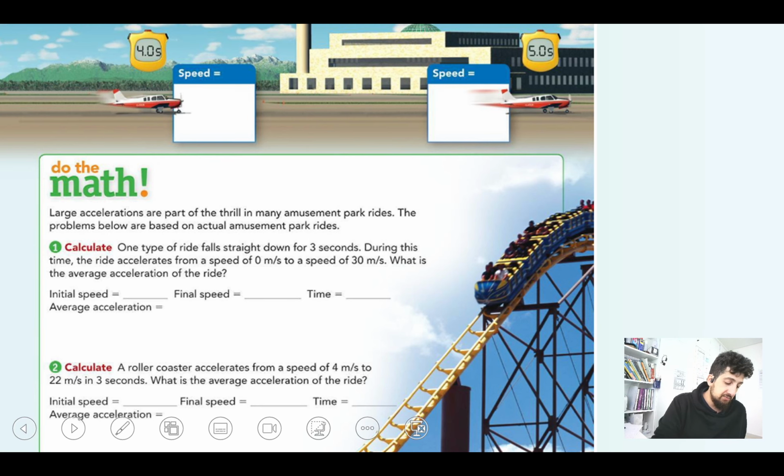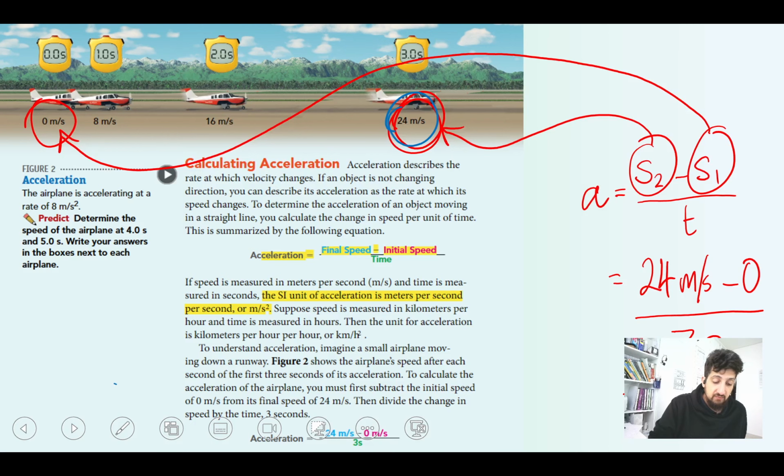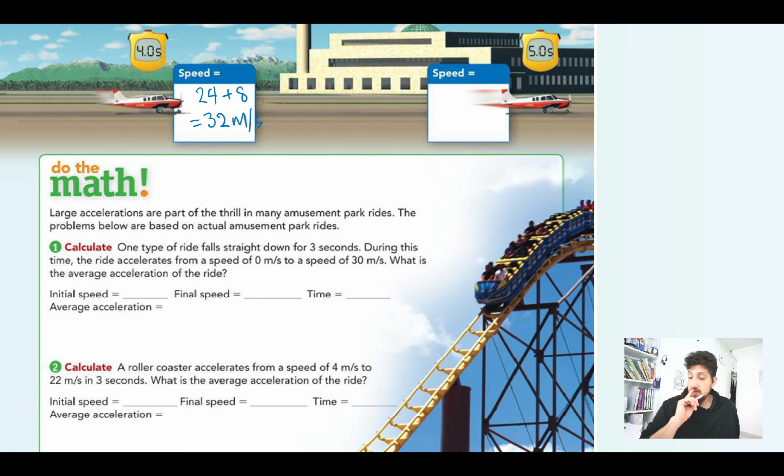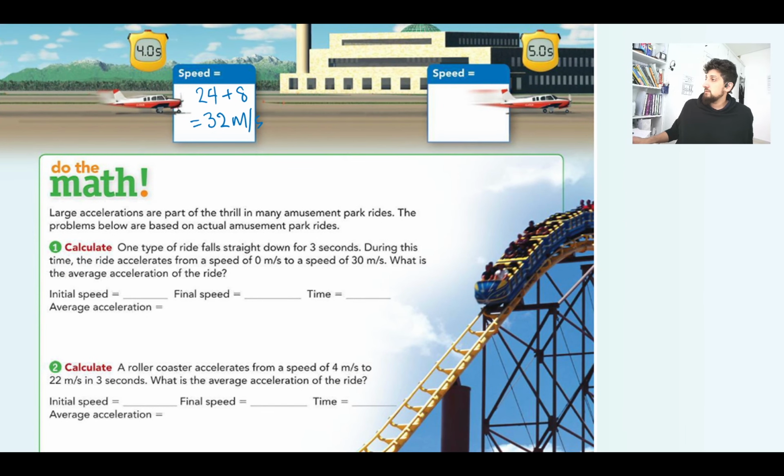Remember the change in this airplane was 8 meters every second. So after 4 seconds, when it was 24 at 3 seconds, it's going to add another 8, so it's going to be 24 plus 8, which is 32 meters per second. So what about after 5 seconds? After 5 seconds, it's going to be 32 plus 8, which is 40 meters per second.